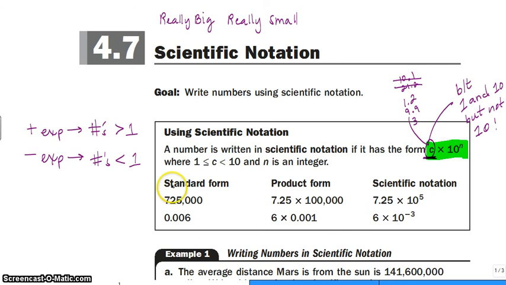Notice how here it says standard form. This is the regular way you write the number. We can go ahead and skip product form and go straight to scientific notation.